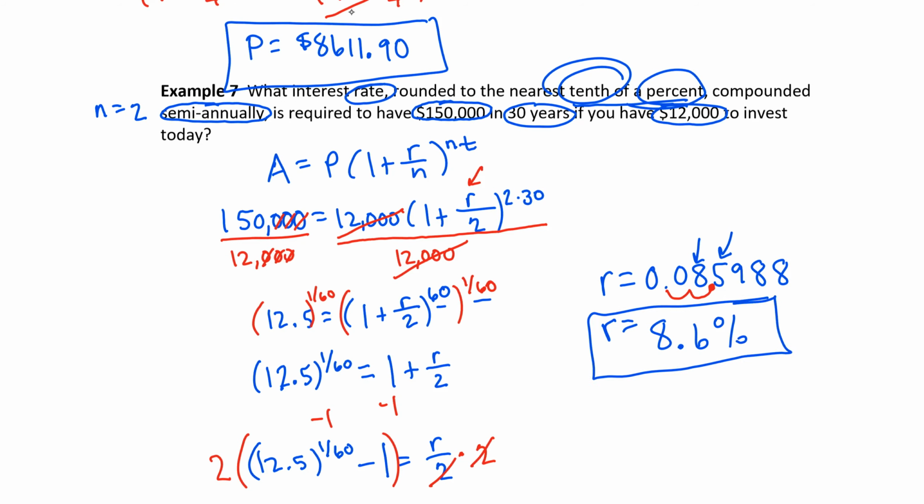8.6%. Okay, so at an interest rate of 8.6% compounded twice a year, our $12,000 will grow into a nice little nest egg, $150,000 in 30 years. So that's a great thing to know about exponential functions.